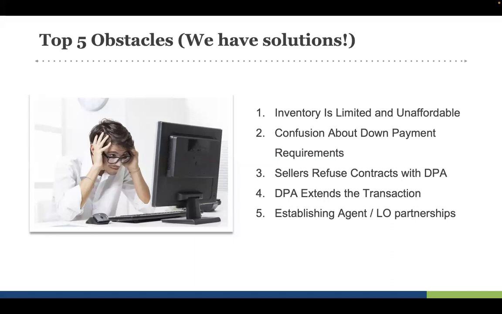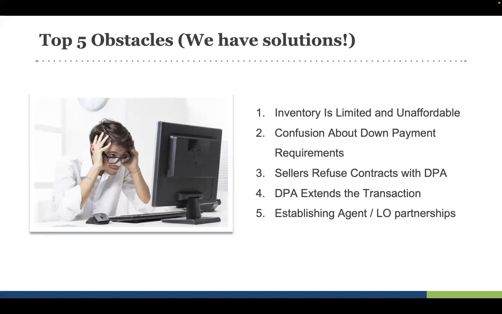So, number 1, inventory is limited and unaffordable. That's certainly true. There's no misperception there, right? But there are ways that we can combat that concern about DPAs. There are ways that down payment assistance can be leveraged to help a buyer get into a home that might otherwise seem unaffordable. Number 2, there's confusion about down payment requirements. Put aside down payment assistance programs and the help that's out there. There's confusion among consumers about how much they even have to have as a down payment in order to buy a home, in order to pursue home ownership. So we're going to clarify that.